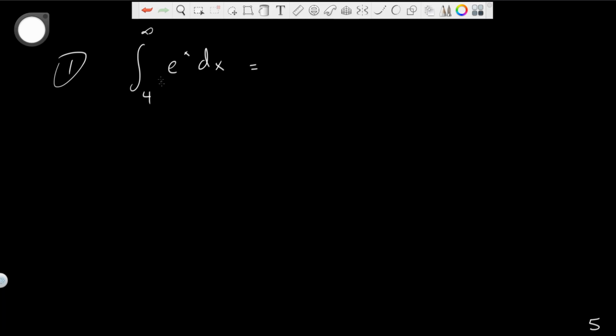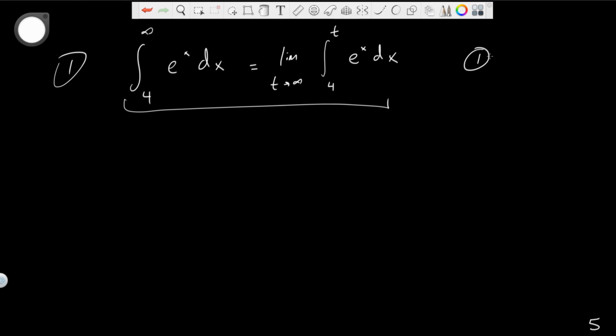I'm going to use the definition. The integral from 4 to infinity of e to the x dx is equal to the limit as t approaches infinity of the integral from 4 to t of e to the x dx. These two things are equal by definition. Please don't just write 4 to t. Don't skip this line. This is step one. Step one is, is it improper? Step two, write it as a limit.